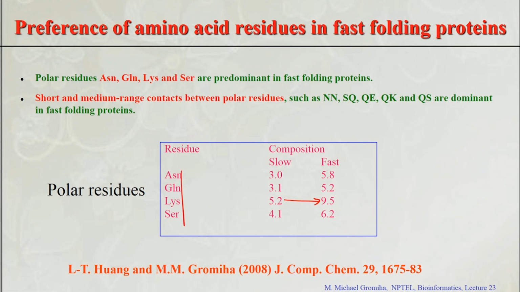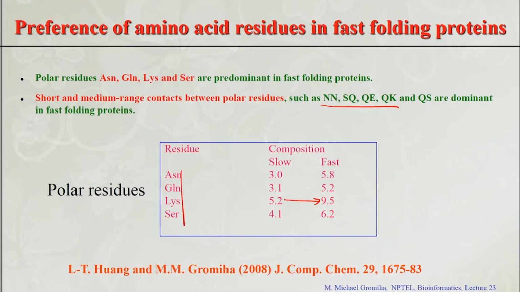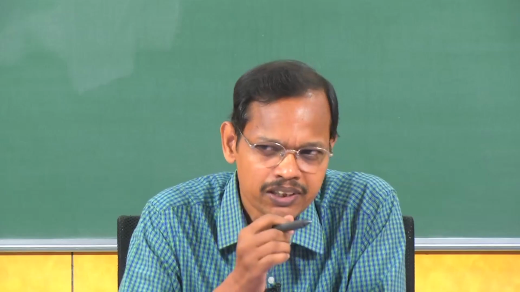Also, if you look at the medium range contacts, the contacts between the polar residues are dominant in the fast folding proteins. Earlier we discussed these interactions, contacts as well as the composition, so that agrees with the experimental data for the fast folding proteins. Likewise, if you look at the slow folding proteins, what do you expect? Which residues should be dominant?